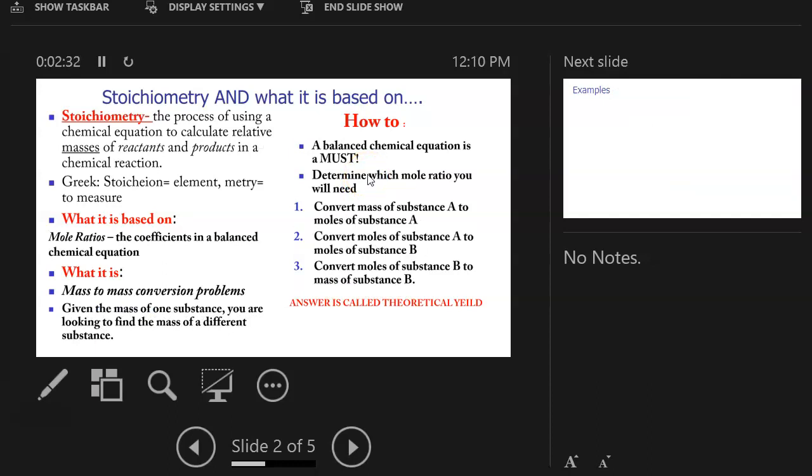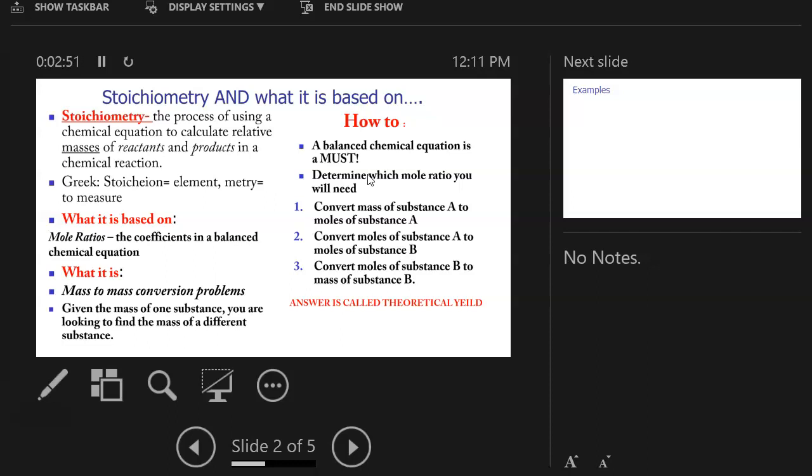So in Greek, stoichion means element. Metry means to measure. So that's kind of where they get that. So we're going to be measuring elements. That's where that funky word comes from.